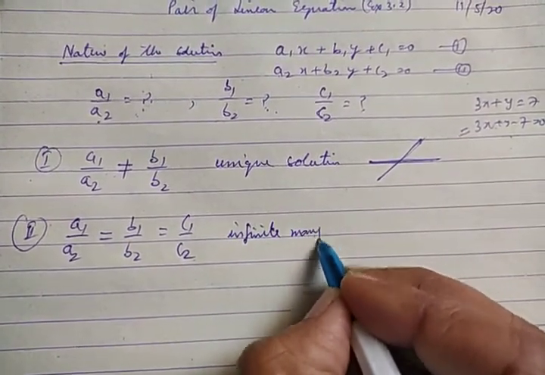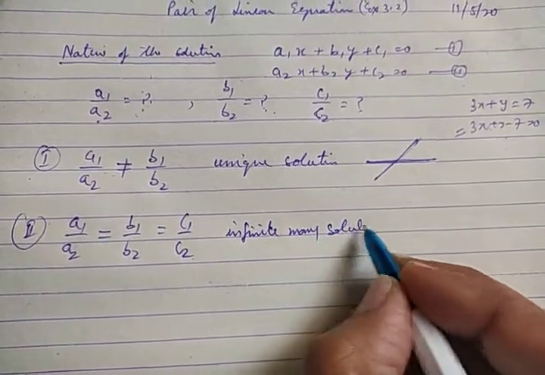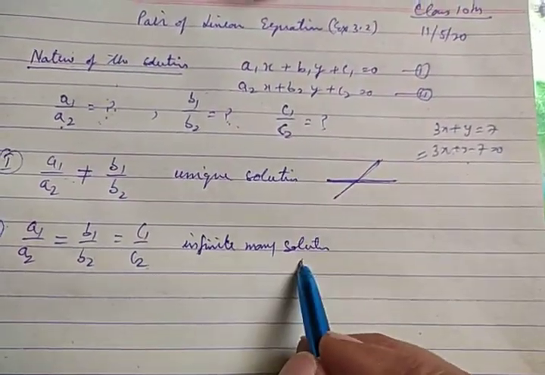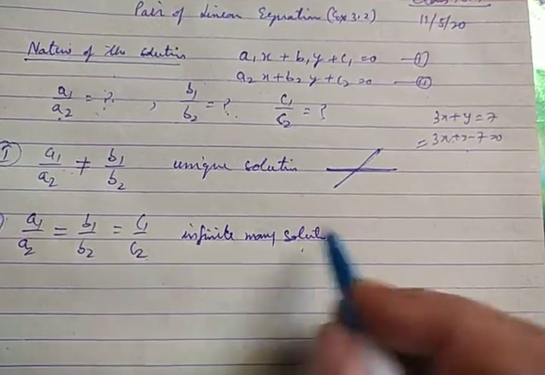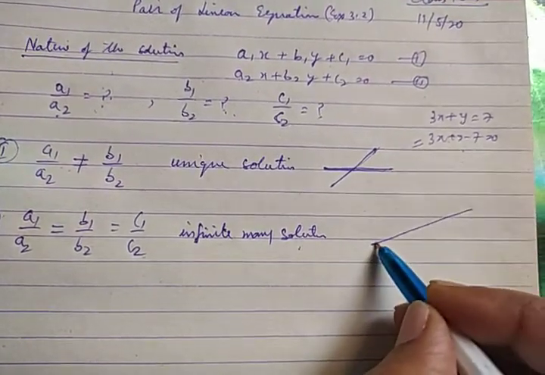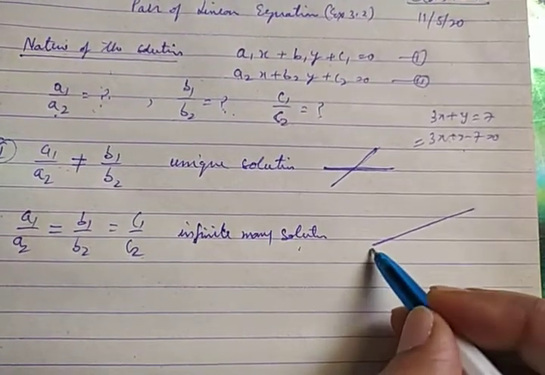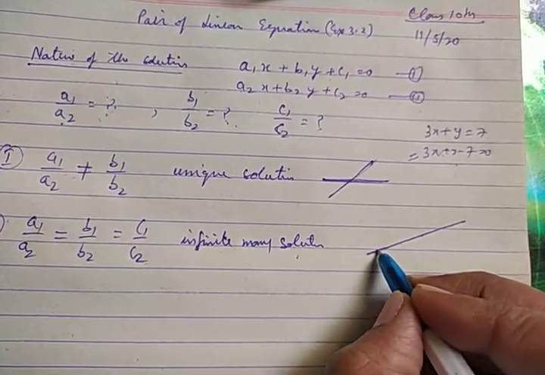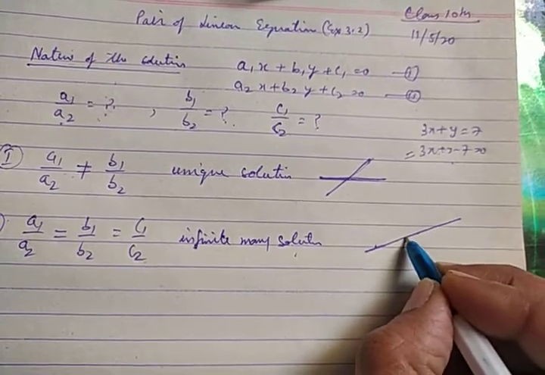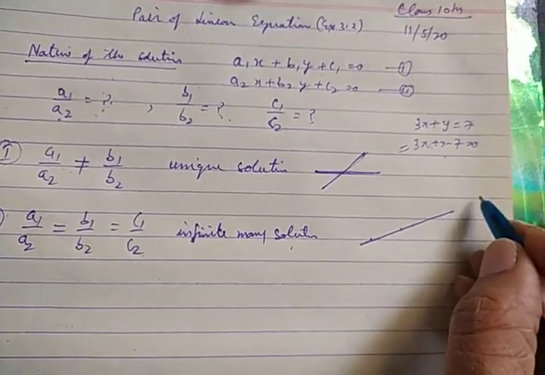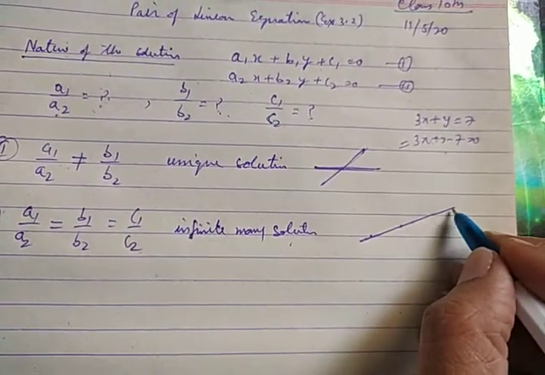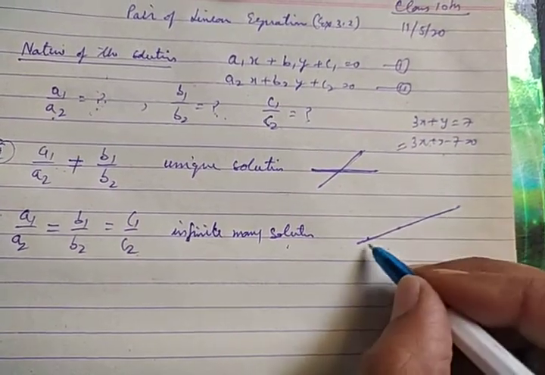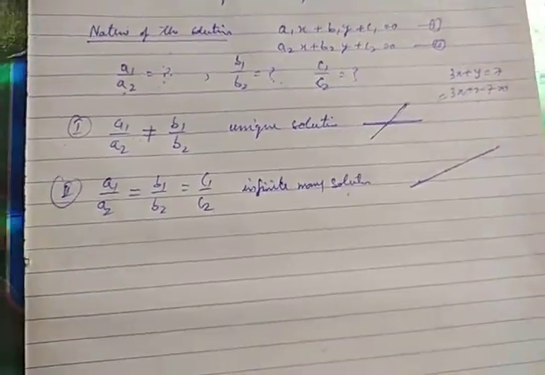Infinitely many solutions. Now what is the meaning of infinitely many solutions? Both the lines would coincide with each other. When you draw the graph of the lines, they will coincide. Suppose you have plotted some points of equation 1 like this and drawn the line, and the other points you are getting here, it doesn't matter, but the lines would coincide with each other.